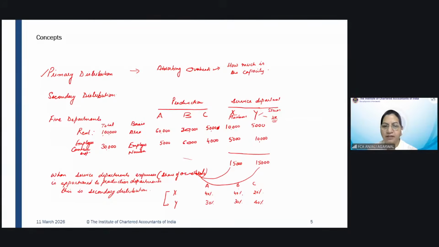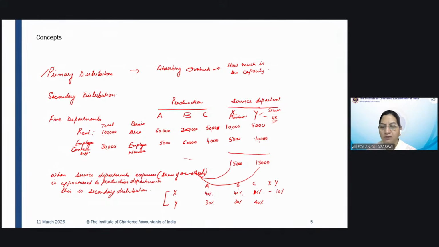However, if I say that the benefit of X goes to ABC and also to Y, so if I make this 10% and this also 10%. So the benefit of X is going to A, B, C, and Y, but the benefit of Y is going only to A, B, C, right?